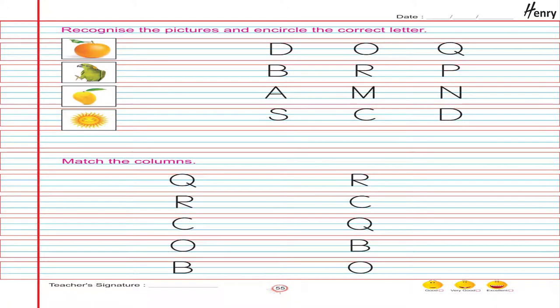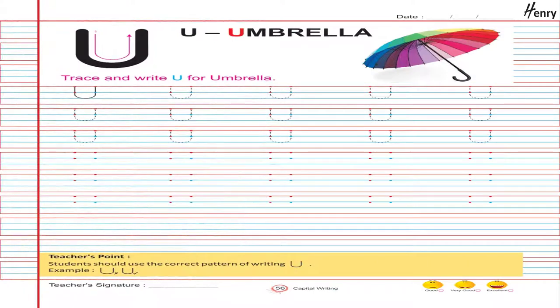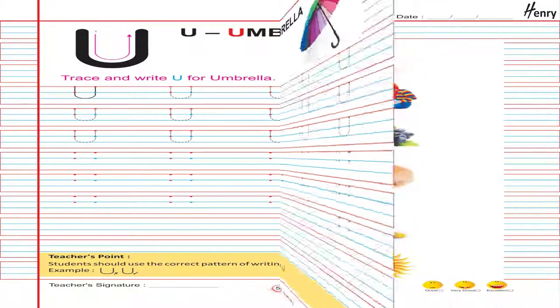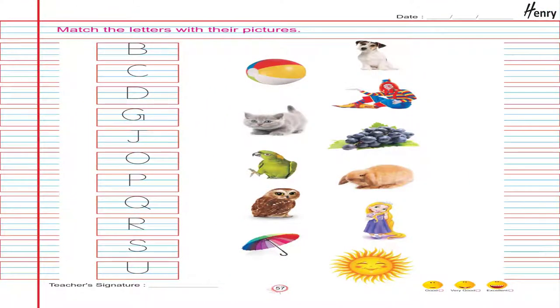Match the columns. U, umbrella. U, trace and write U for umbrella. Match the letters with their pictures.